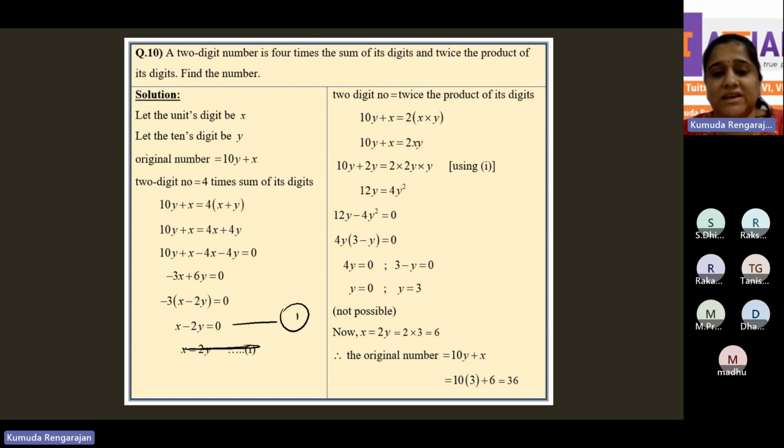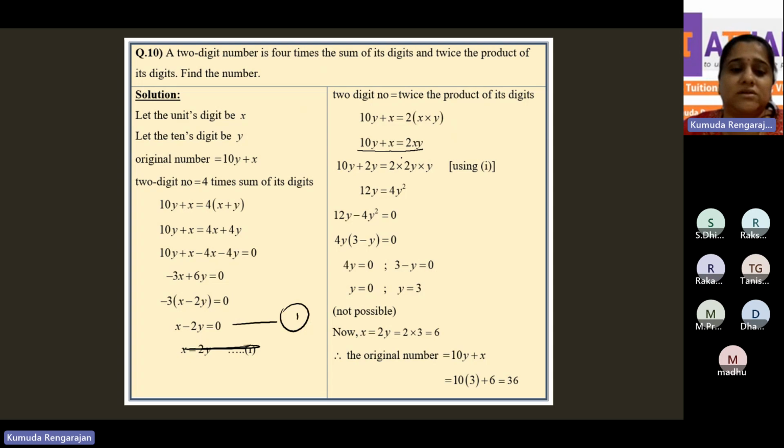Then you solve the second equation. The second equation is 10y plus x is equal to 2xy. Again, you're not getting a linear equation in two variables x and y. The first one is linear, x minus 2y is equal to 0. The second one is 10y plus x is equal to 2xy.